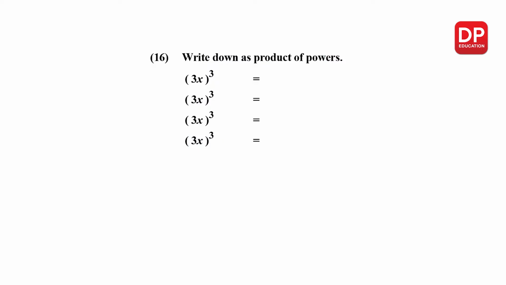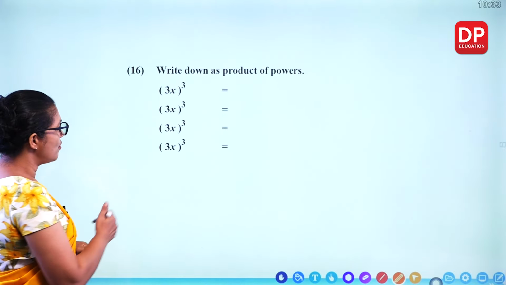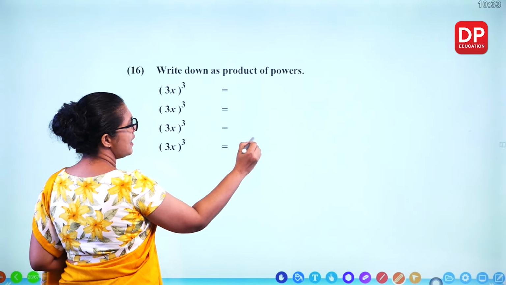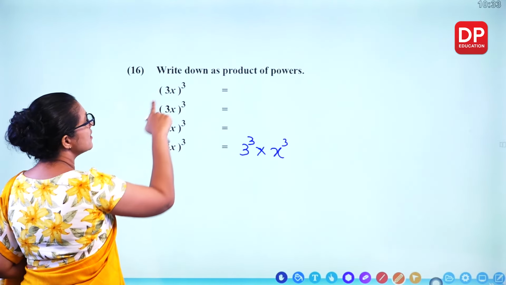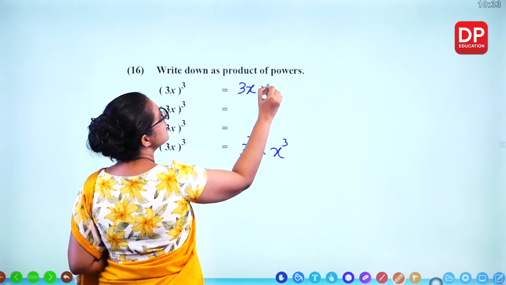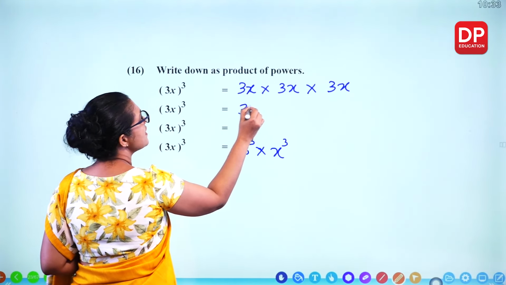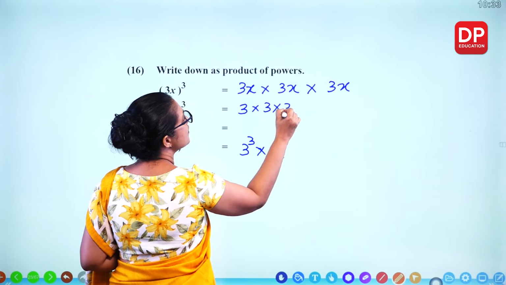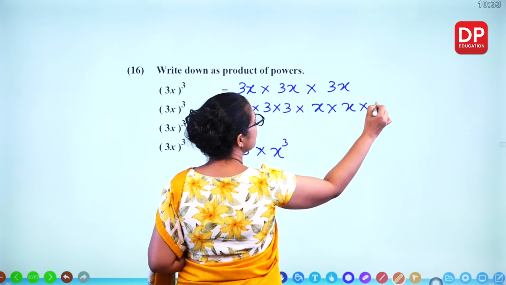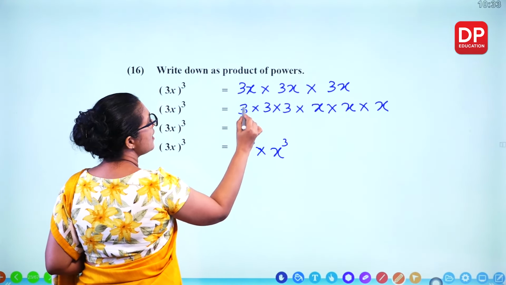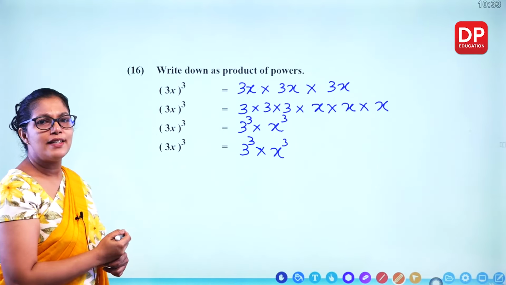Write down as a product of powers. What's the answer? If you are doing it at once, you get 3 to the power 3 and x to the power 3. We'll check that. So 3x, 3 times. Then how many 3's are there? 3 3's and 3 x's. You can write this one as 3 to the power 3 and x to the power 3. So you get the same answer.